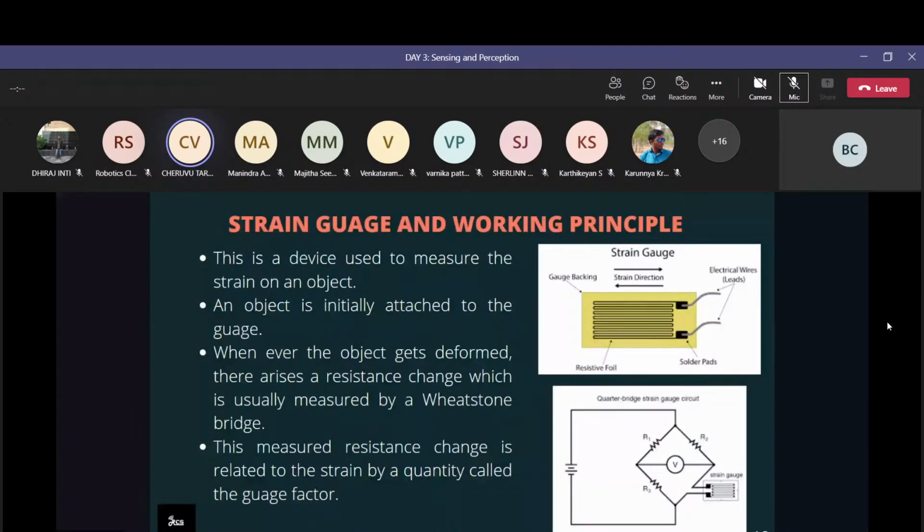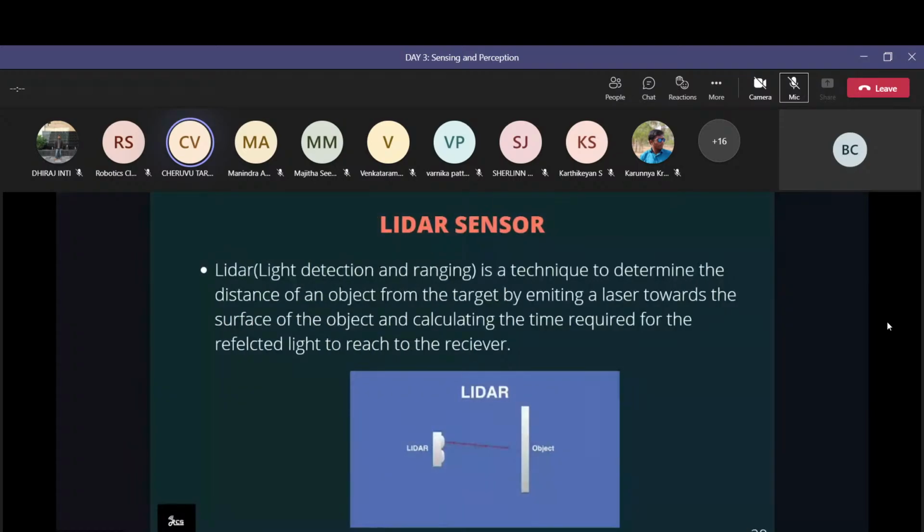So there is a change in resistance. This resistance change is related to the strain by using a gauge factor. So with the help of this gauge factor, you can identify the resistive change. You can identify how much strain is actually applied on the object. Right.